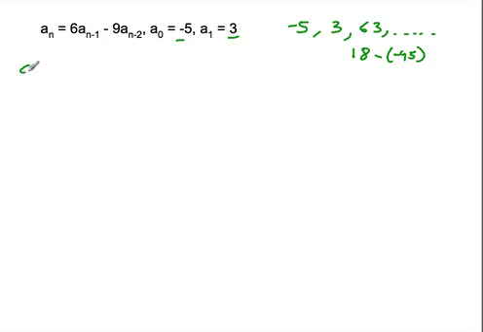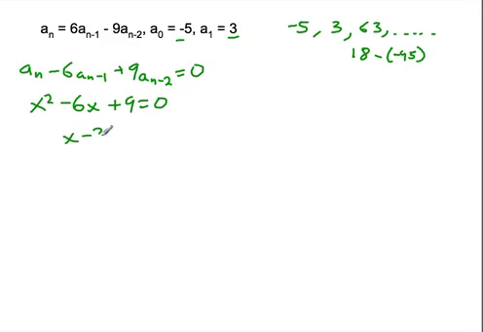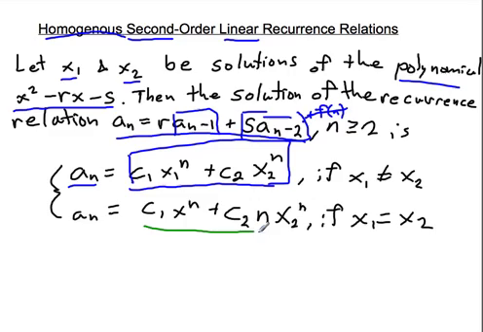Okay, so we can rearrange and bring all the terms to one side of the equation. a sub n minus 6a sub n minus 1 plus 9a sub n minus 2 equals 0. The characteristic polynomial equation is x squared minus 6x plus 9 equals 0. And solving that, we get (x minus 3) squared equals 0. So we have a double root here. Basically x1 equals 3 and x2 equals 3. Double root.